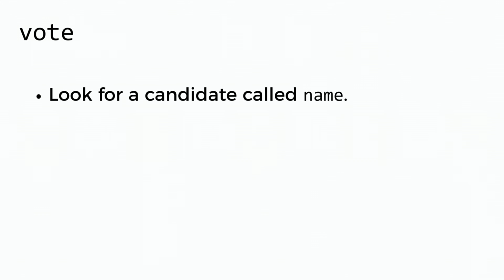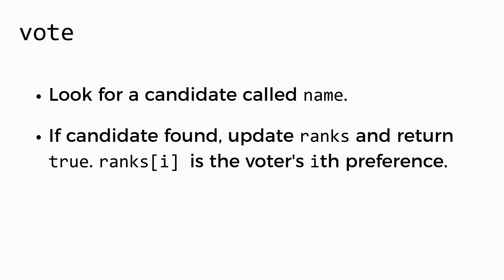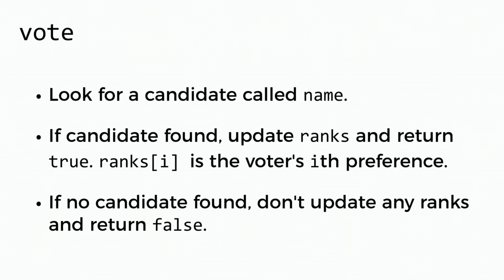So what is your vote function actually going to do? Well, it's going to first look for a candidate called name. And if we're able to find that candidate, then you should update the ranks array and return true. What does the ranks array actually represent? Well, ranks[i] is going to represent the voter's ith preference. So ranks[0] is going to be the voter's first preference, their top choice. ranks[1] is going to be their next choice, so on and so forth. If the candidate isn't found and isn't the name of one of the candidates, then you shouldn't update any ranks at all, and your vote function should just return false.